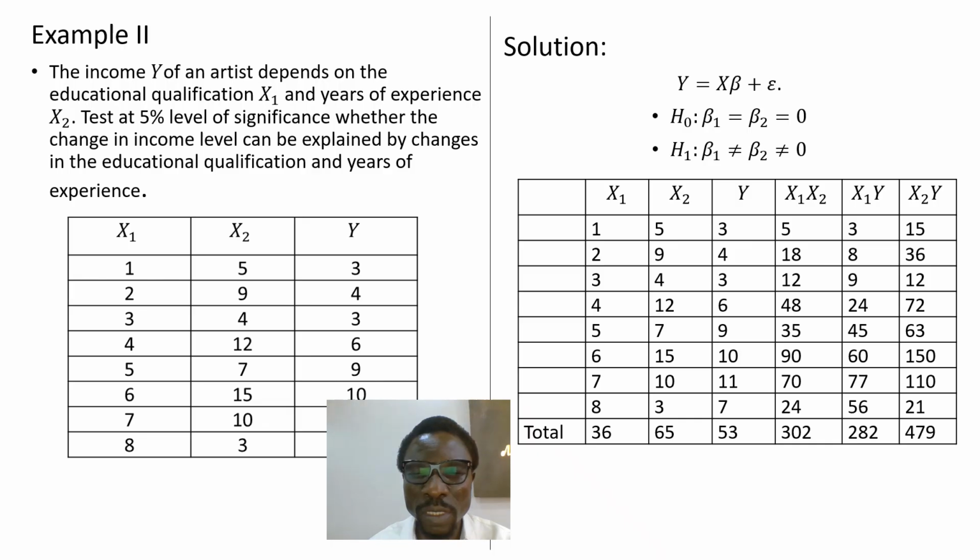It's important to state our null hypothesis, stating that beta 1 is equal to beta 2 and they are equivalent to 0. And our alternative hypothesis H1 is beta 1 is not equal to beta 2 and they are not equal to 0. So what we then do is to expand the table so that we can get the totals from the different columns that we have there.